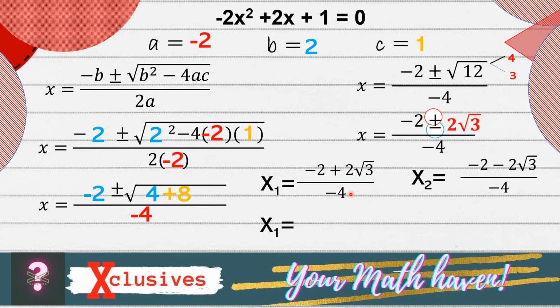Remember, our denominator is negative. To simplify, we are going to divide them all by negative. So negative divided by the negative of 2, that is positive, and negative divided by positive, that is negative. And our x sub 2 now will be negative divided by a negative, that is positive, and negative divided by a negative, that is positive. And these two now are our roots of negative 2x squared plus 2x plus 1 is equal to 0.